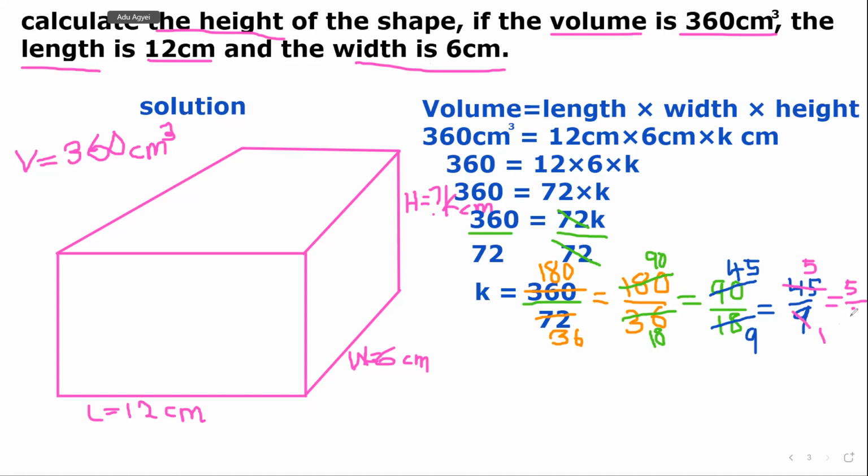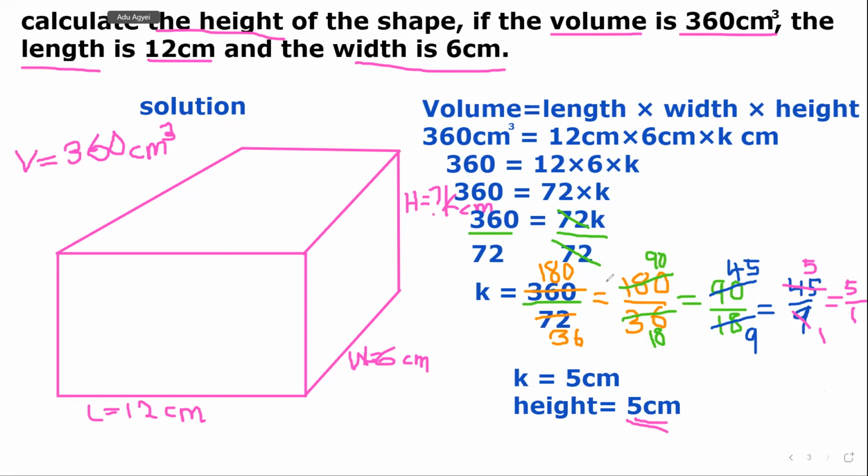Okay. Now we have 5 over 1. And any number divided by 1 is the same as that number. So therefore, K is equal to 5 centimeters, which is the same as the height. So now the height is equal to 5 centimeters. The height is 5 centimeters. Okay, I think we have done.